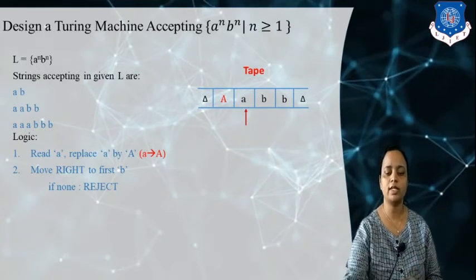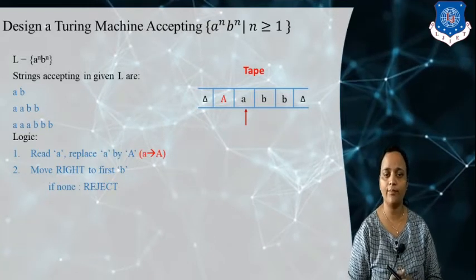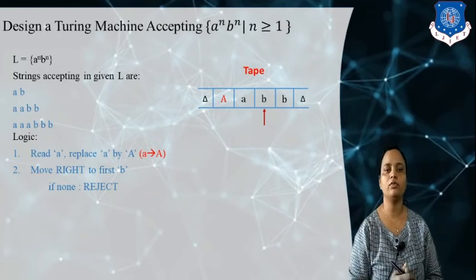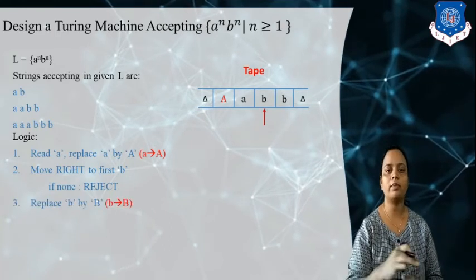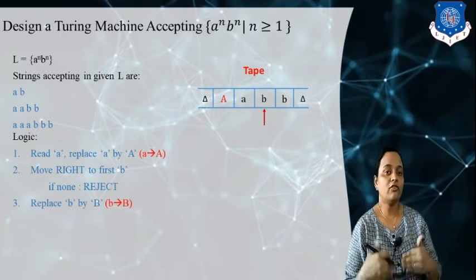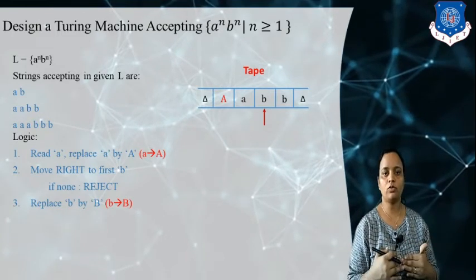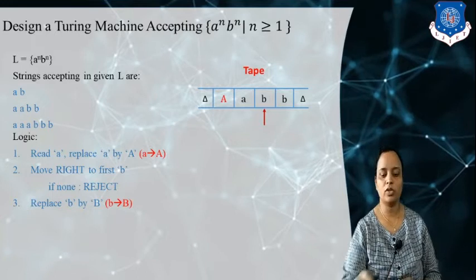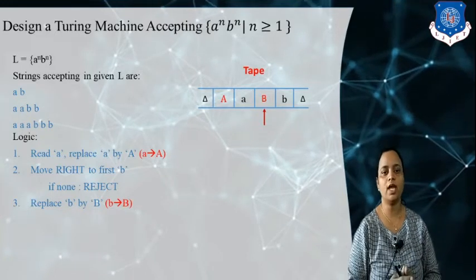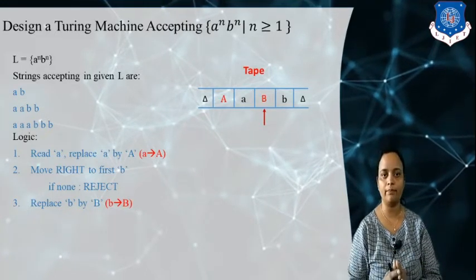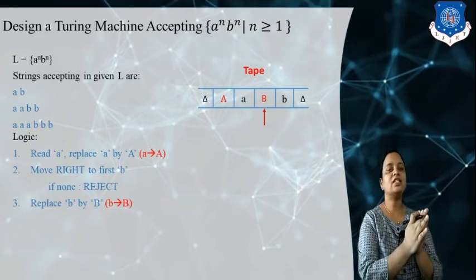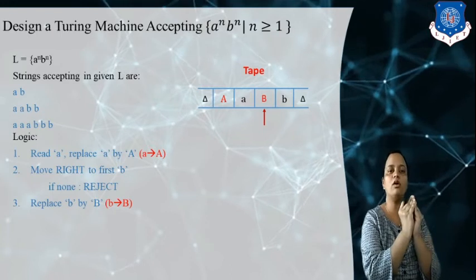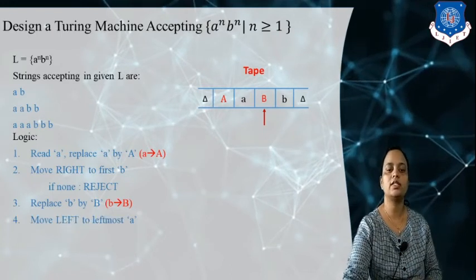Right now my head is at small a. Now again move to the right direction. Step number 3: if small b is found, what are we going to do? We are going to replace this small b by capital B. So here I have found my first b, which is replaced by a capital B. Now I want to repeat the same process, so my head is moving to the leftmost symbol of A.